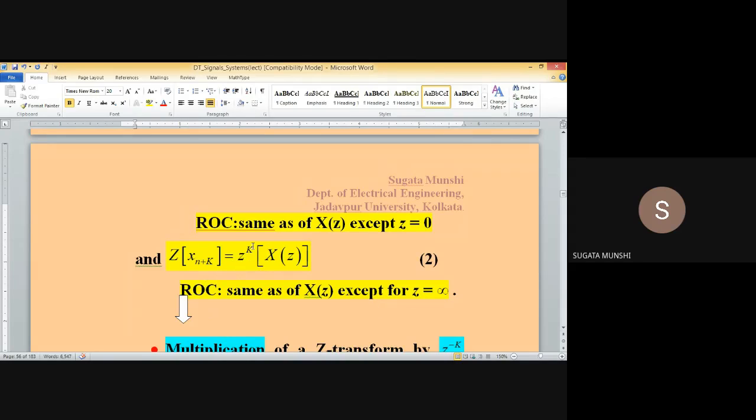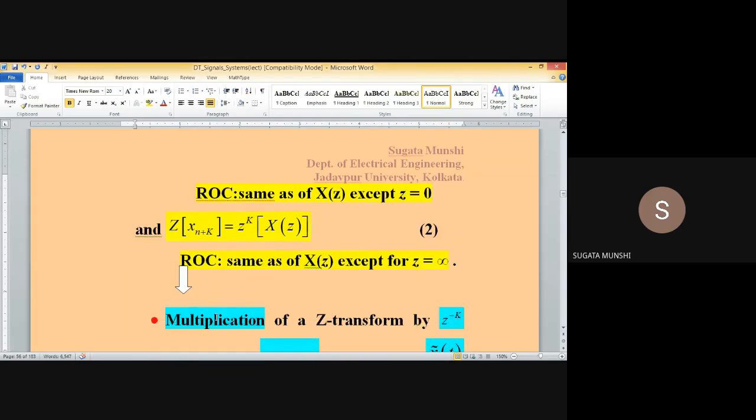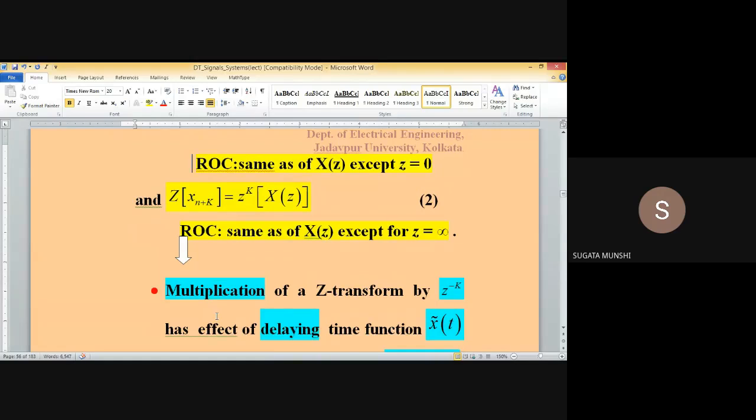Just the reverse thing will happen here. As z tends to infinity, what will happen to z to the power k? It will become infinite. That expression will become infinite. So z equal to infinity has to be excluded from the ROC. It means that multiplication of a z transform by z to the power minus k has the effect of delaying the time function x(t) by k tau units, or delaying the sequence x[n] by k samples.